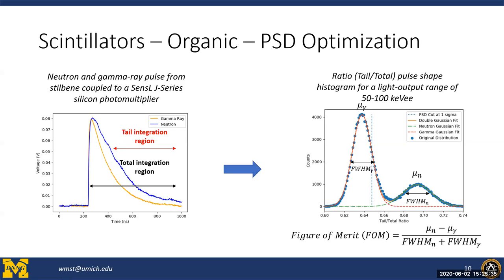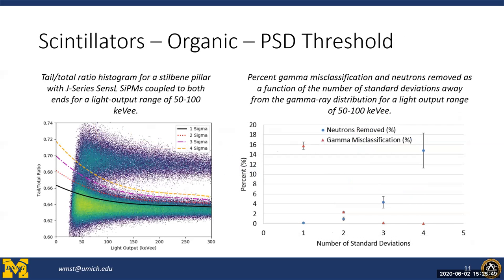And once we've done that, such that we have a figure of merit that is optimized and that we're happy with, we can then quantify our overlap between the two distributions. And here's what I mean by that.